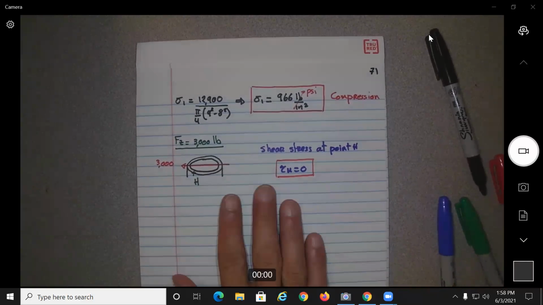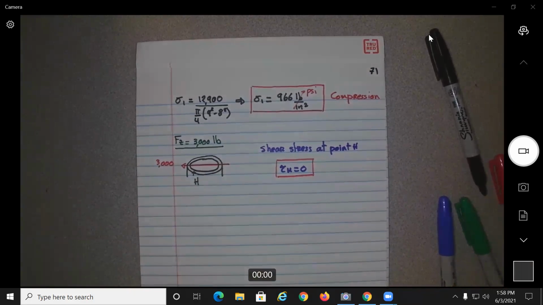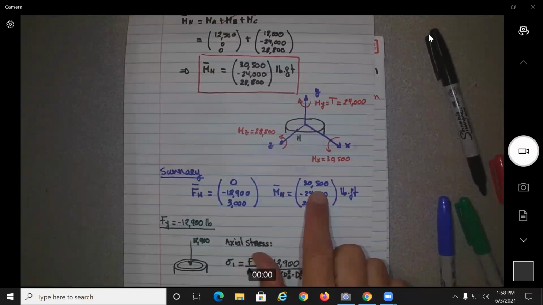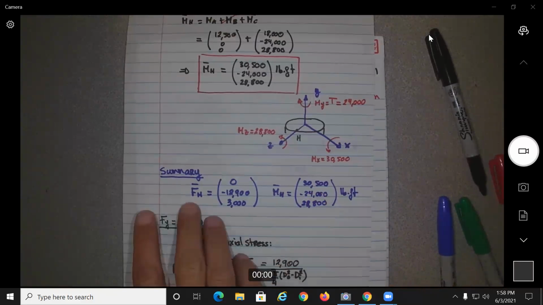Is that understood? Okay, good. So we are done with the forces. Now we're going to do the same thing with the moments, but only at point H.